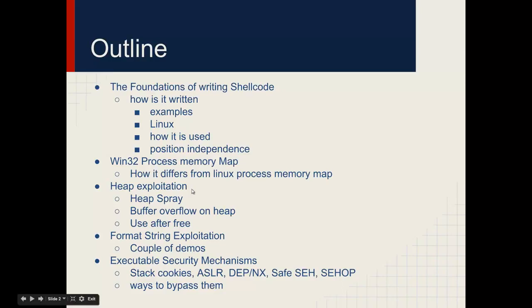Next time, we're going to cover how the process memory map differs for Windows, and we're going to dive into heap exploitation and format string exploitation, as well as exploit mitigations for native code security, otherwise known as executable security mitigations, ranging from stack cookies to ASLR to DEP, NX, and several others, as well as the ways they are weak and what attackers use to bypass them.